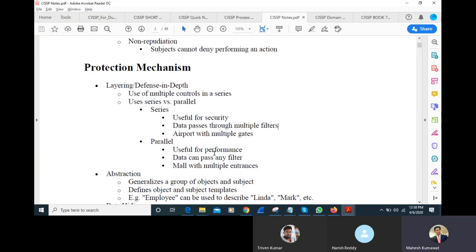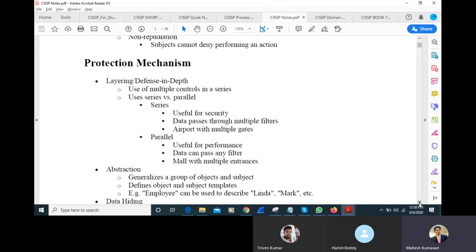So parallel is usable for performance. Data can pass through many filters, small and multiple and intensity. These are the sort of security things we can apply.